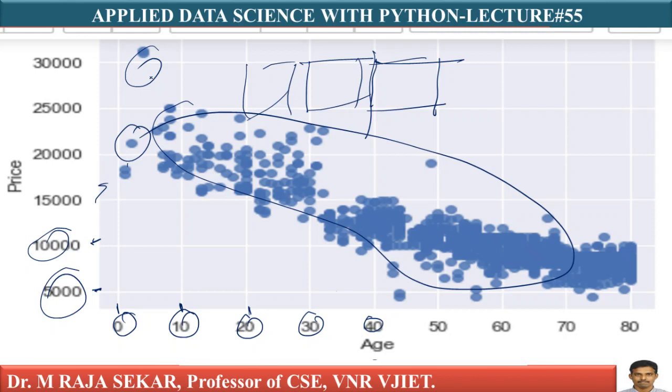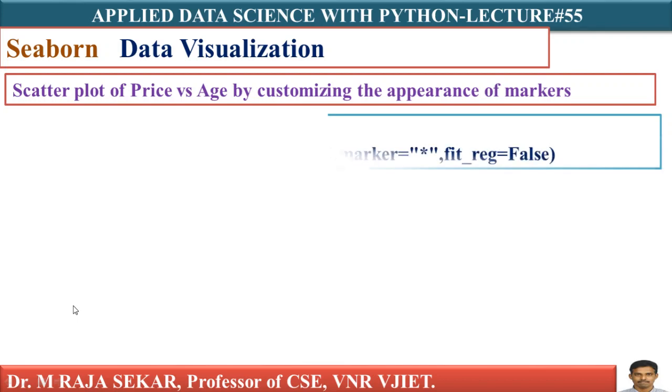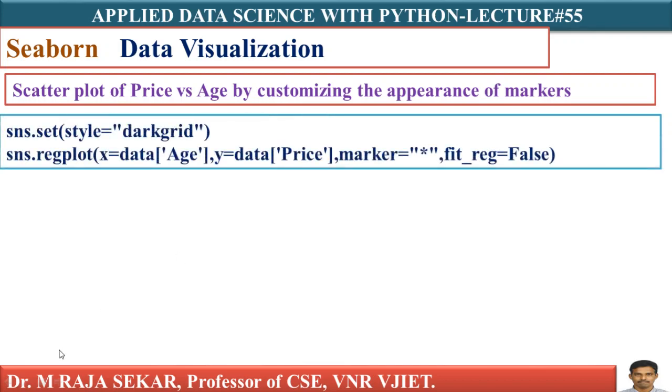We will try to understand this customization with an appropriate example. It is simple and straightforward. What you have to do is add one more argument or one more parameter. What is that parameter? marker equal to, I am saying here, star. Inside the marker we can specify the type of marker you want to have in the scatter plot. Here I am giving an asterisk. I want this particular symbol in my scatter plot.